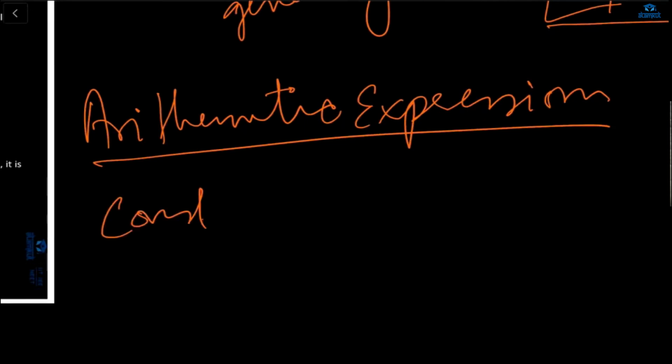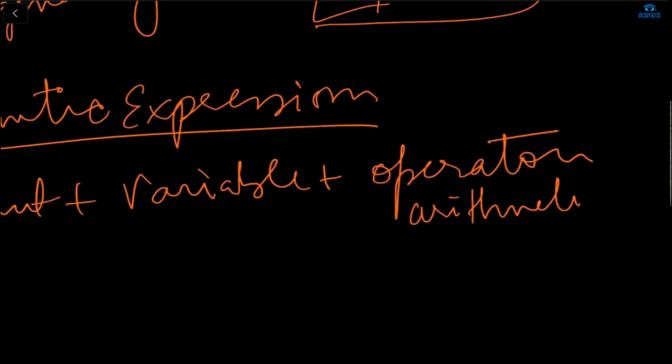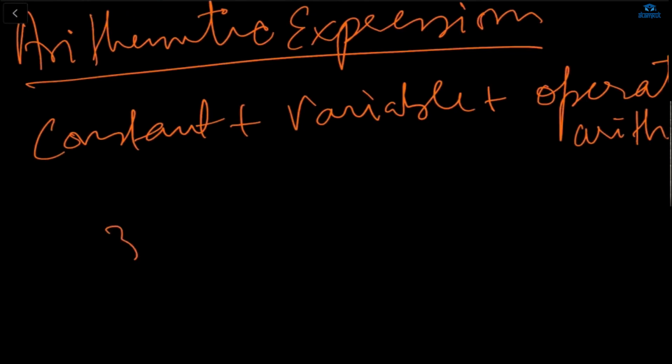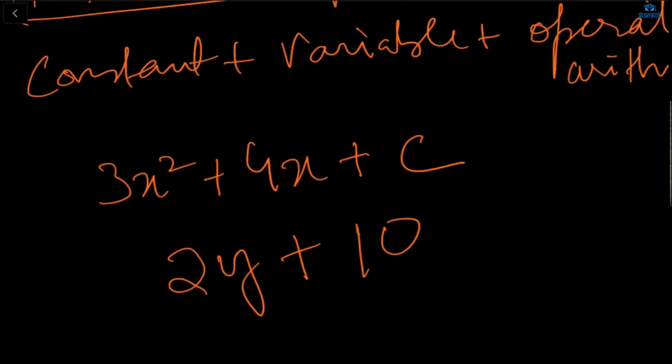So what is an arithmetic expression? Constants plus variables plus arithmetic operators. For example, you can write 3x² + 4x + c. Or instead of c, you can write some constant term, like 2y + 10. So these are some examples of an arithmetic expression. You can see a constant term is here, plus variables are here, in combination with a plus sign. It can be a minus sign, or a division sign can also be there. So this is an arithmetic operation.